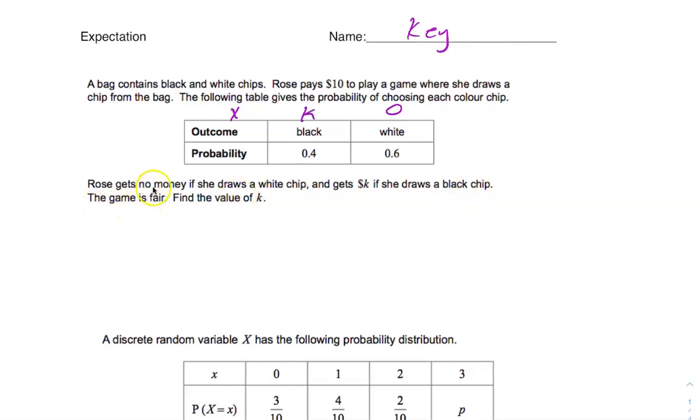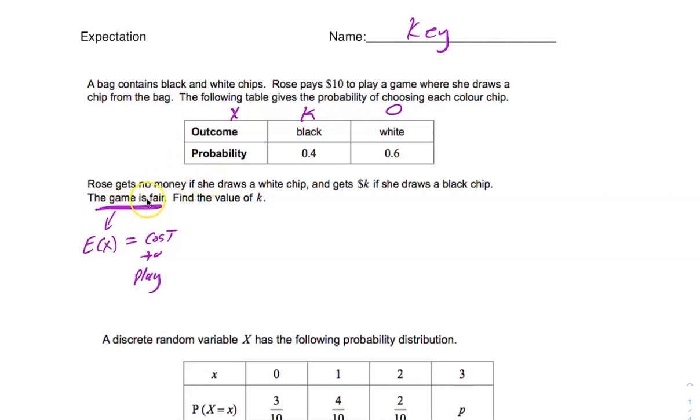The game is fair. So that's vocab, right? Game is fair means that your expected value is equal to the cost. That's all game fair means. If I expect to win $2, a fair game would be I have to pay $2 to play it. So that's all that means. Find the value of K.